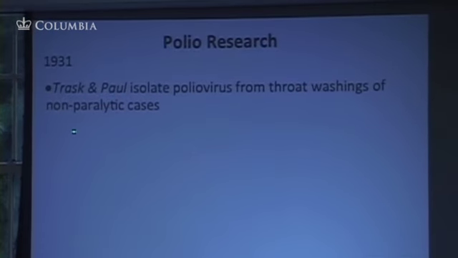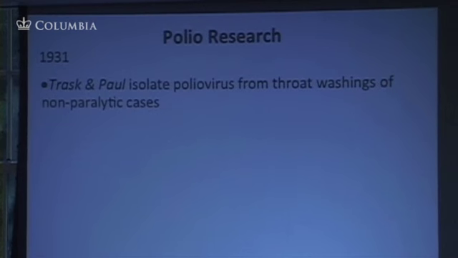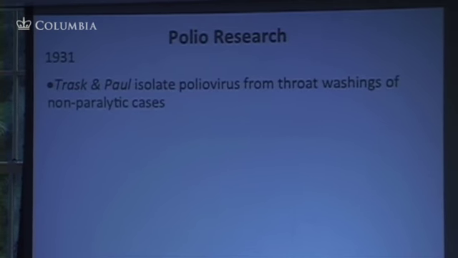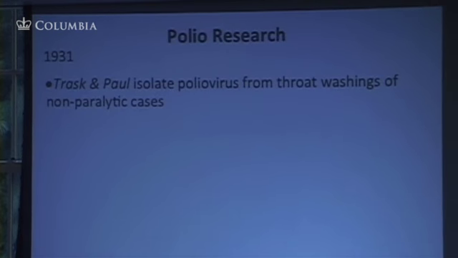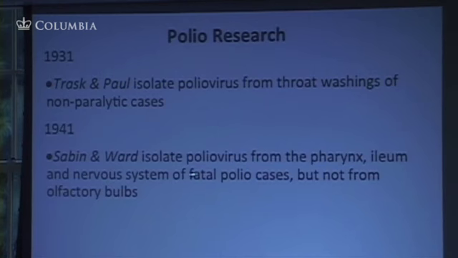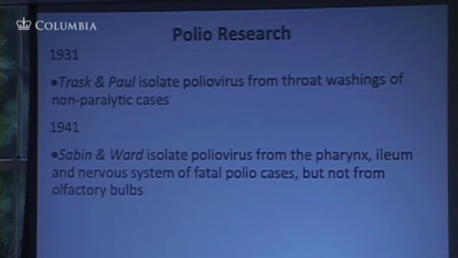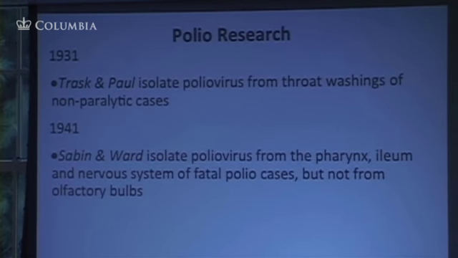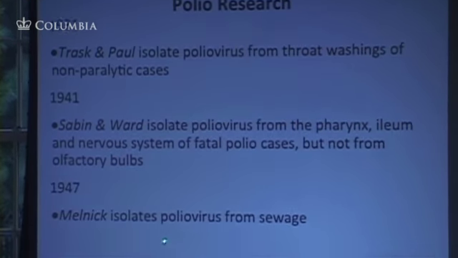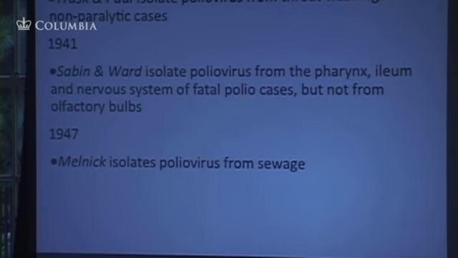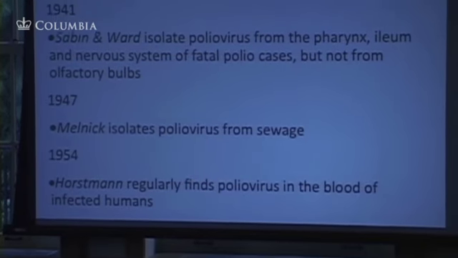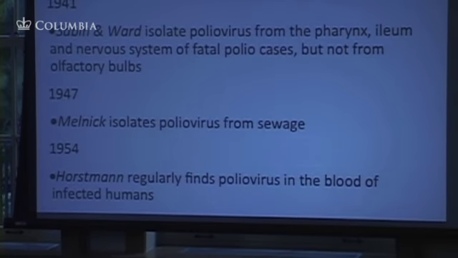1931, the isolation of polio from throat washings of people who were not paralyzed, right, the throat. And people, again, realizing that this could be spread from people who didn't have paralytic disease. 1941, isolation of virus from the pharynx, the ileum, and the nervous system of people with polio, but not from the nose, the olfactory bulbs. For many years, people thought that this virus was spread from the nose to the nose of someone else. The virus entered the nose and entered your brain through the nose, and that was incorrect. 1947, virus was isolated from sewage, which told us that it was probably passed by fecal-oral routes. And finally, in 1954, the finding of virus in the blood. Again, all this is a contributor to the pathogenesis, which I have told you.